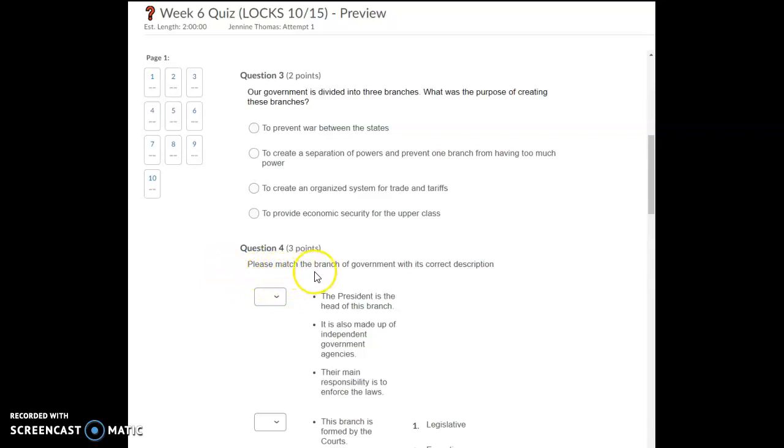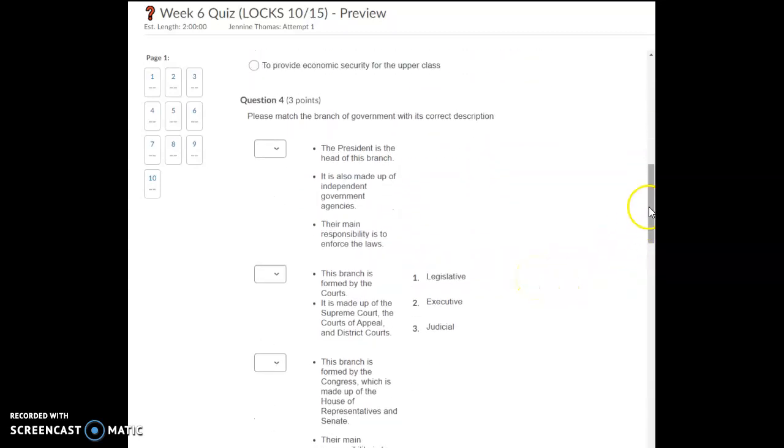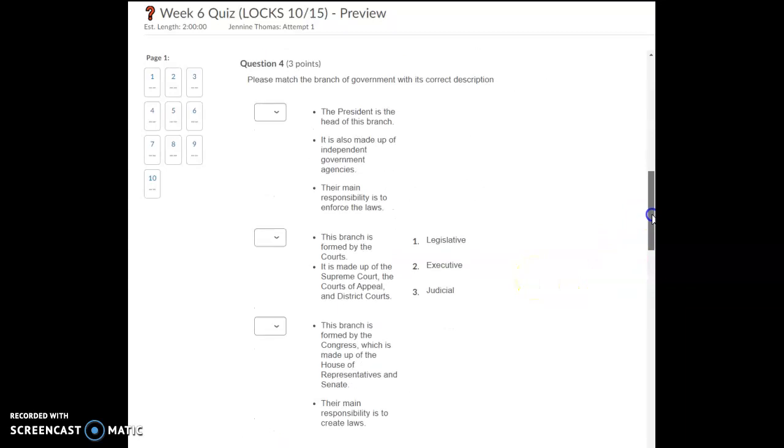Question 4. Please match the branch of government with its correct description. Your choices are legislative branch, executive, or judicial. And the descriptions are: the president is head of this branch. It is also made up of independent government agencies. Their main responsibility is to enforce the laws.